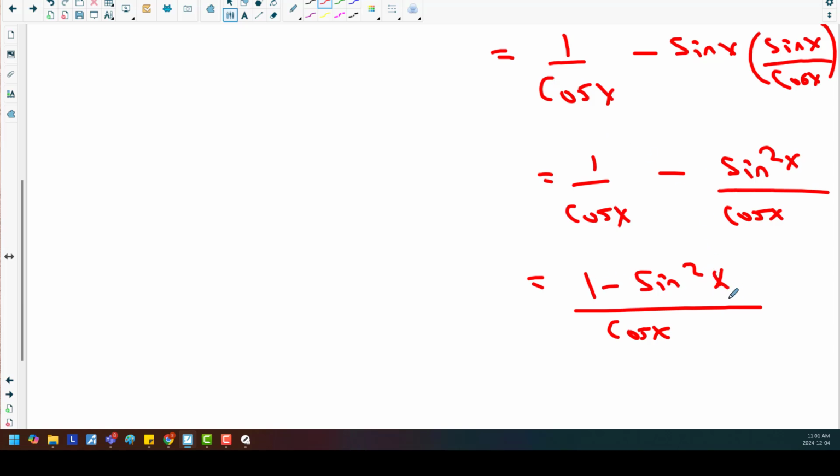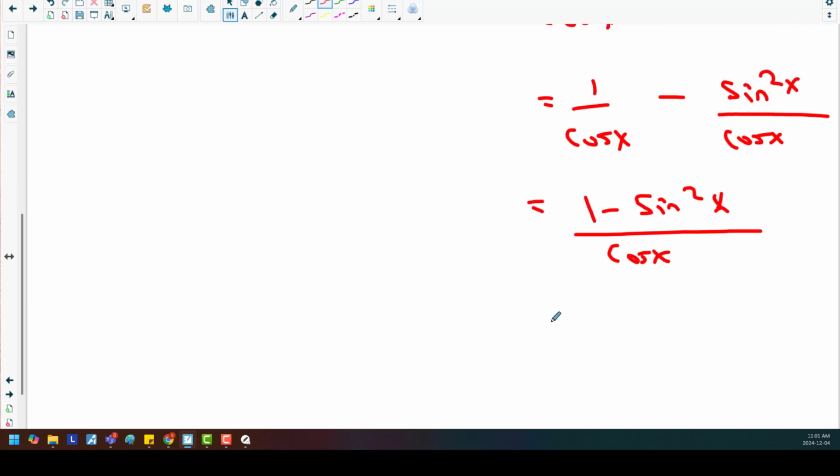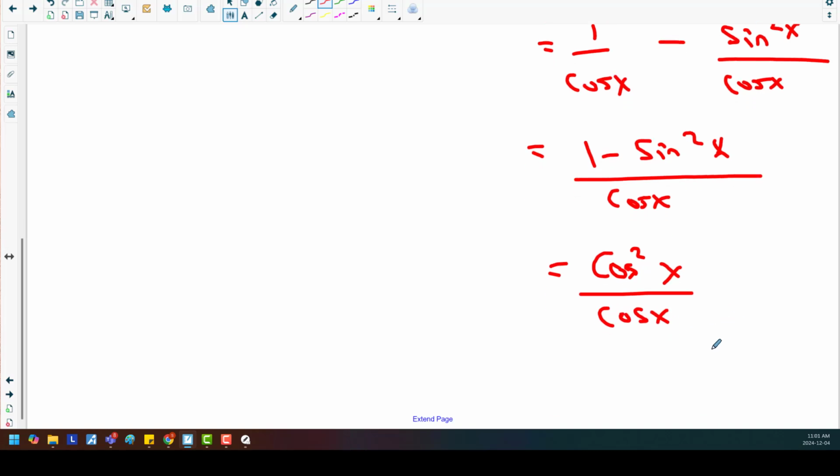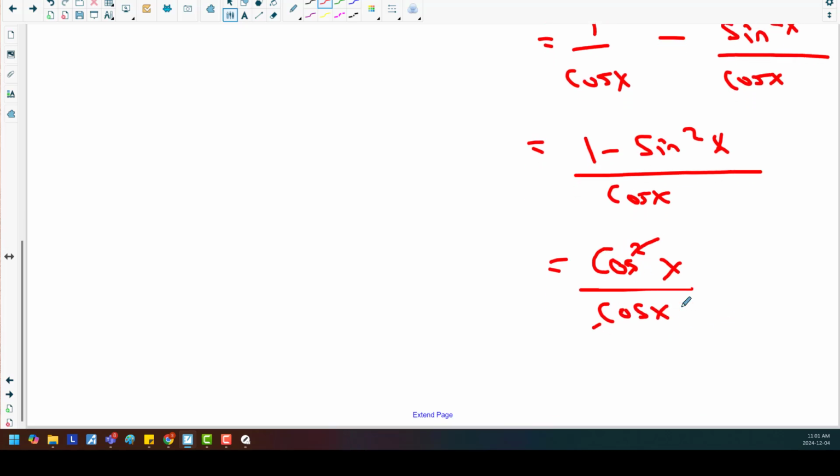And 1 minus sine squared x, hopefully you can see that's one of those trig identities. That's just cos squared x. Go back to the formula sheet if you don't believe me. And this just cancels out. And we're left with cos x. There we go. And that's how you prove it.